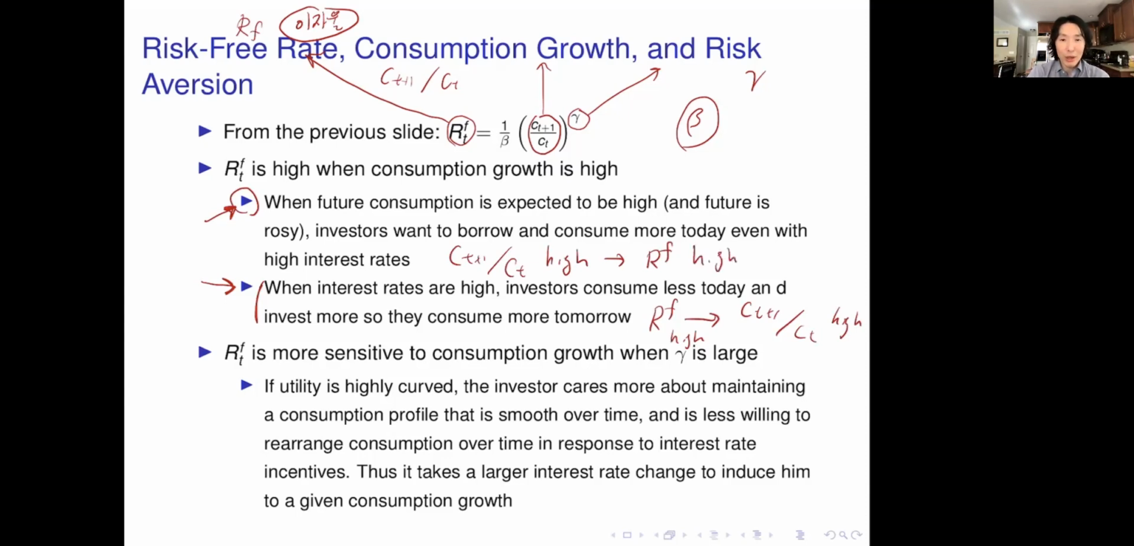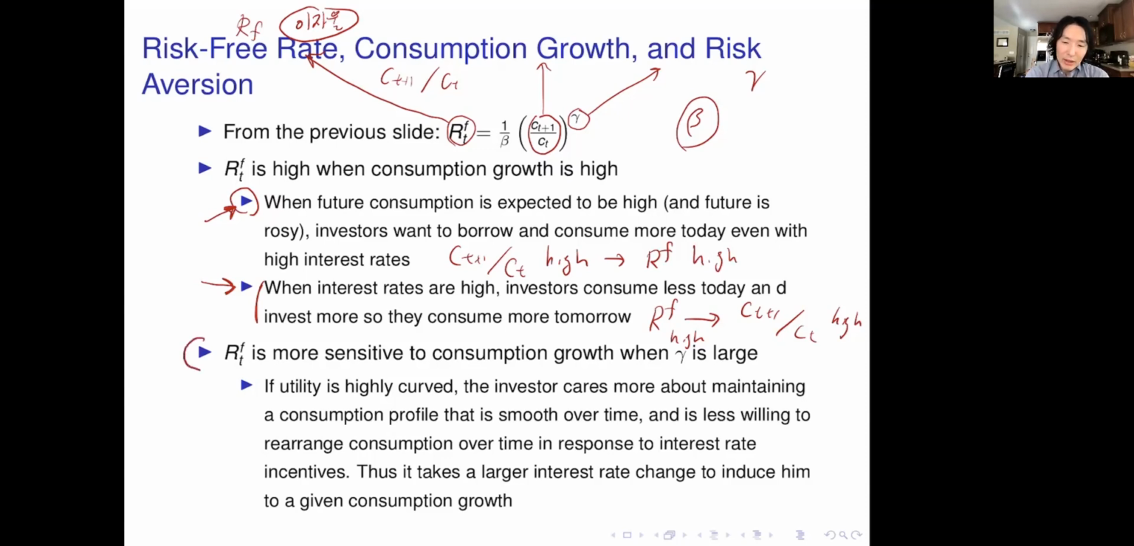So either way, you can understand the equation. In other words, there are two side effects. When future consumption is high, that is going to make current interest rates high. The opposite side effect is that when interest rates are high, investors want to invest more so that they can consume more tomorrow, so consumption growth is also high.